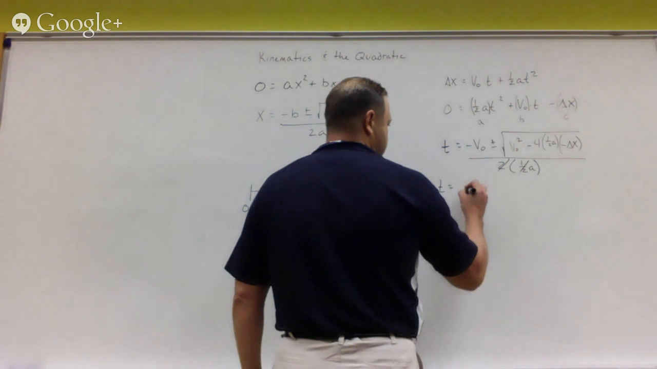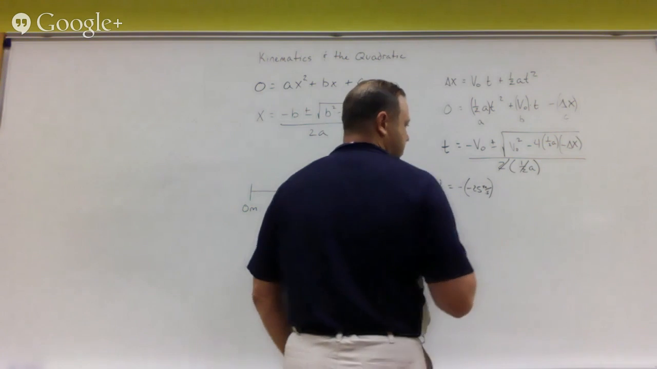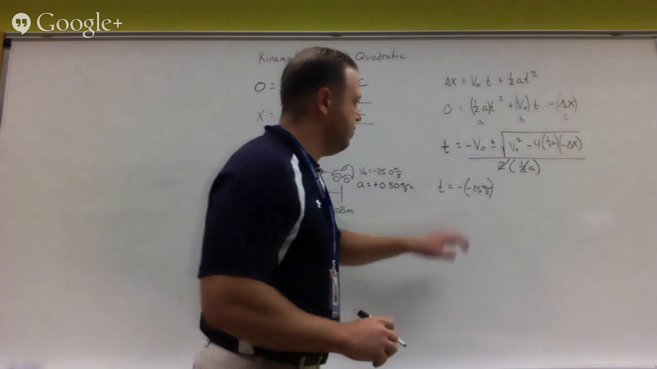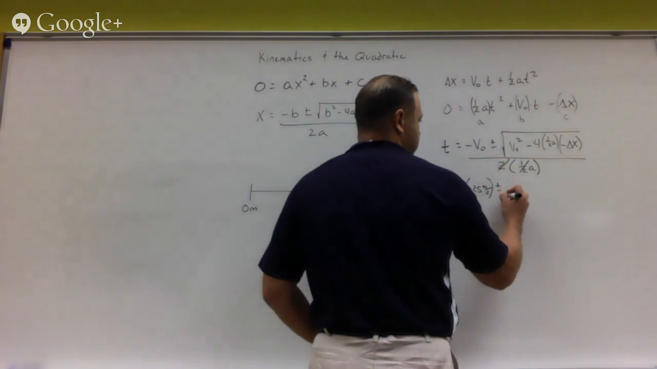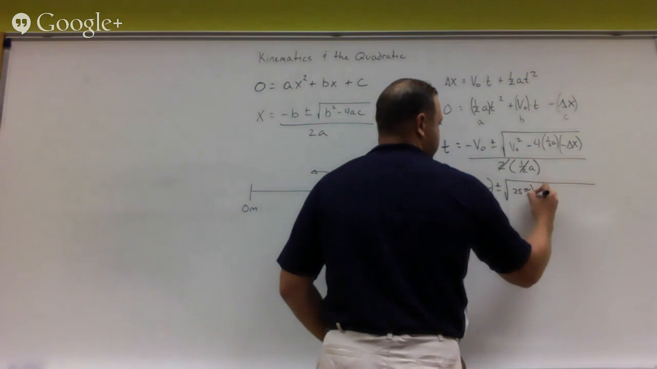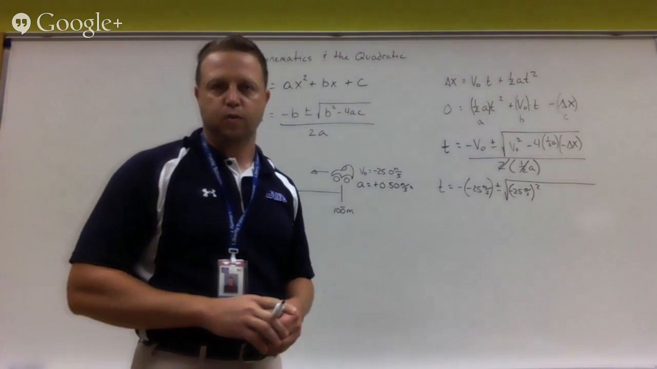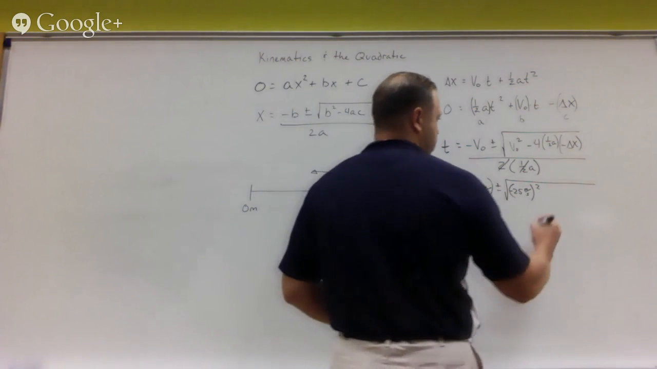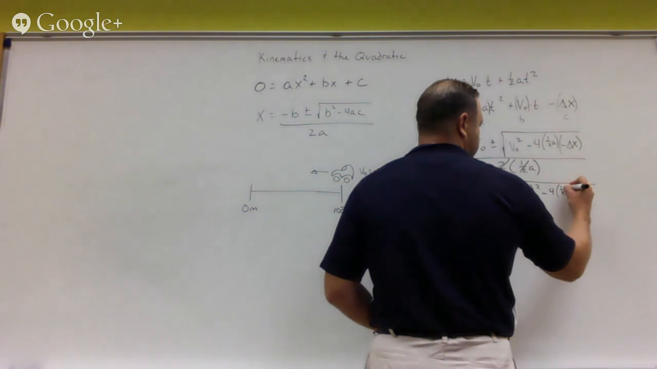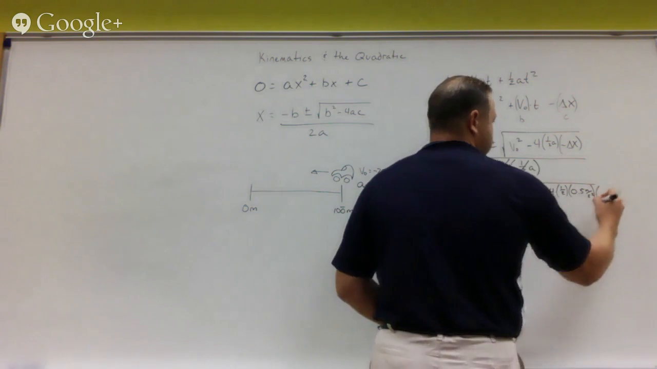Time equals negative the initial. I'm going to cut this down just a little bit so I don't run out of room. I've got a negative times a negative here, so that's going to make that positive, plus or minus 25 meters per second, and I've got to square that. You can put the negative in there if you want to, but a negative squared is going to make that a positive as well. Minus 4 times 1/2 times 0.5 meters per second squared times.